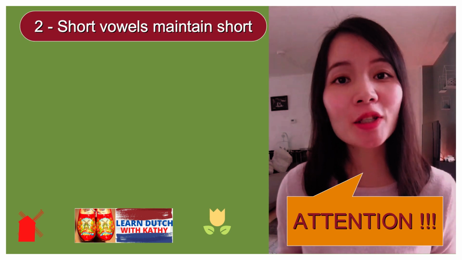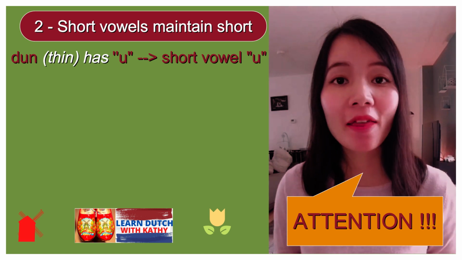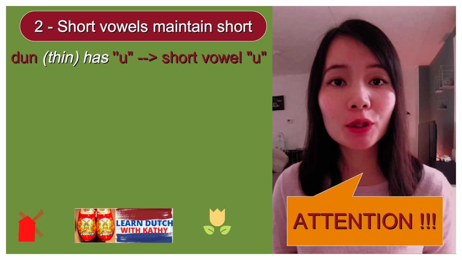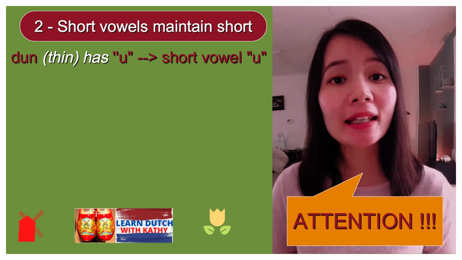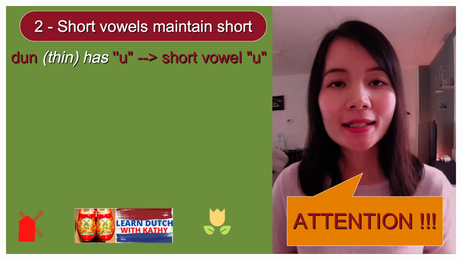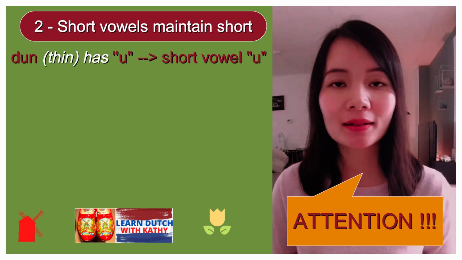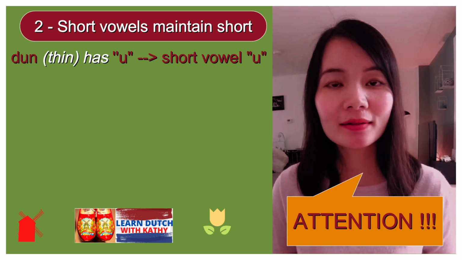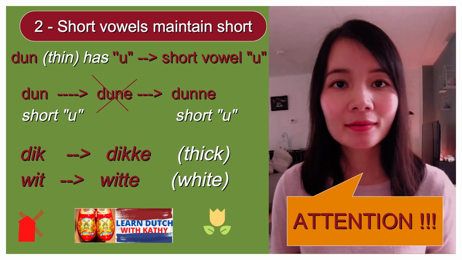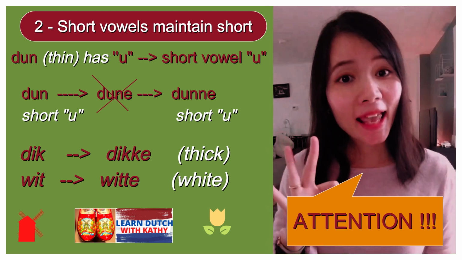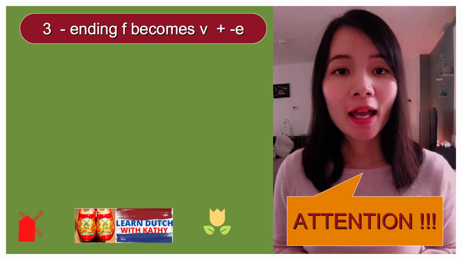Rule number 2. Short vowels stay short. So let's take an example of adjective dun. It means thin. You can see the u in between the two consonants d and n. So in this case, in Dutch spelling rules, they define this as a short vowel. So if a short vowel, when you put an e, you should double the ending consonant. And here it is. Dun, dunne. Dik, dikke. Wit, witte.